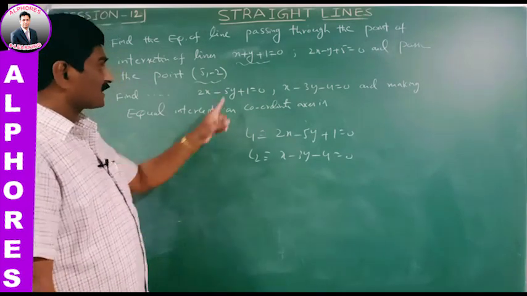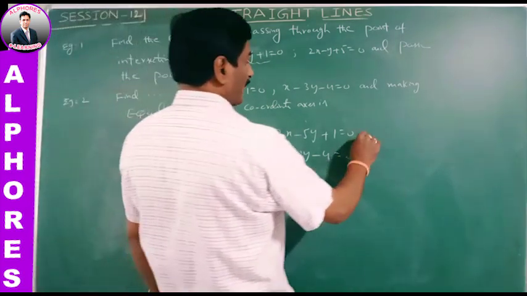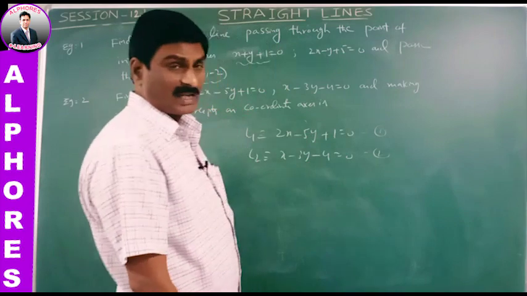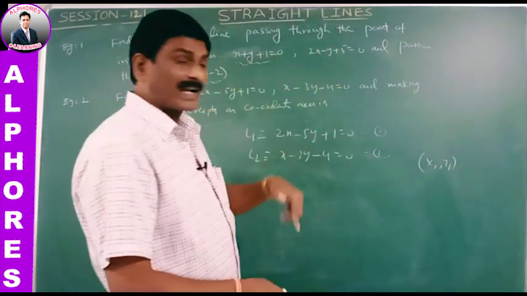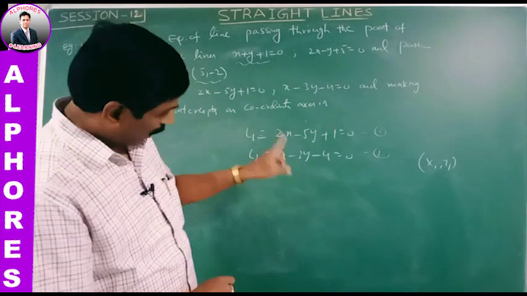Please observe these values. This is the first equation, this is the second equation. The required line passes through the point of intersection of these two lines. By solving 1 and 2, we get the point of intersection. First method: by solving 1 and 2, we get the point of intersection of the two lines.